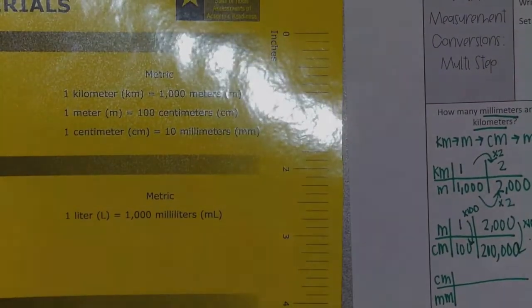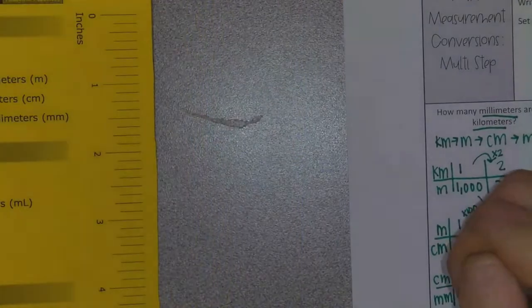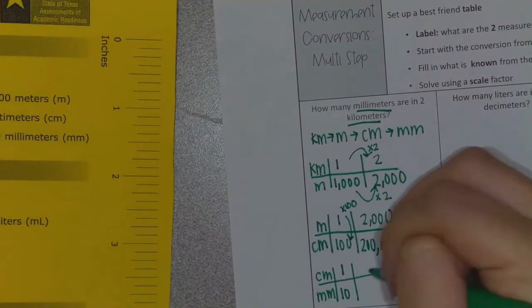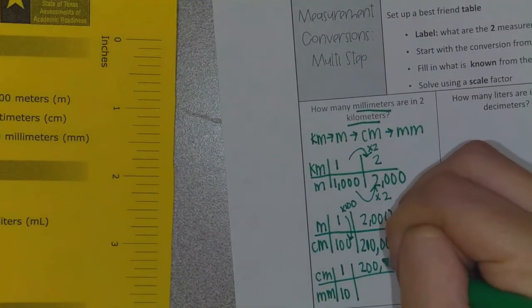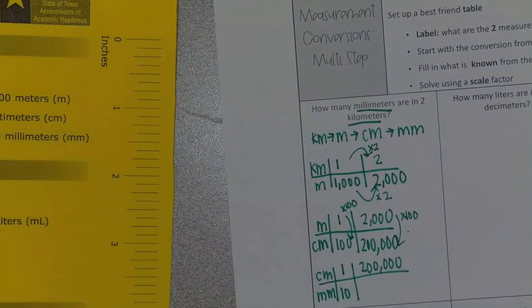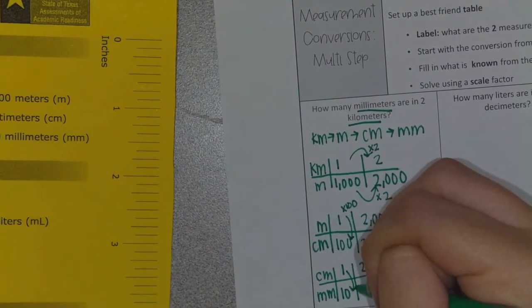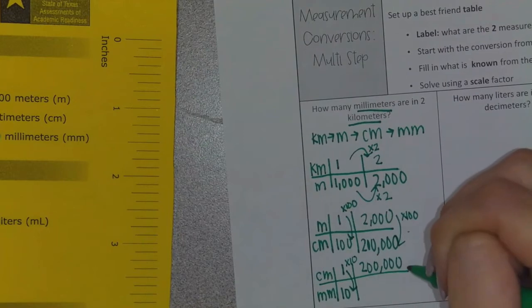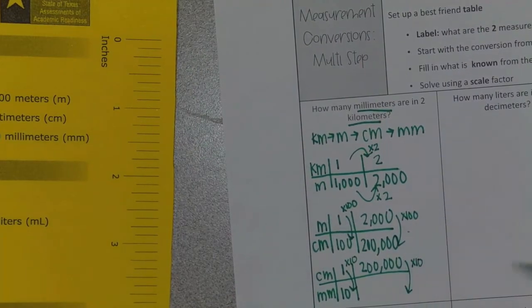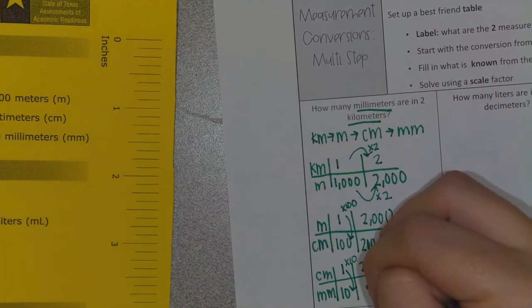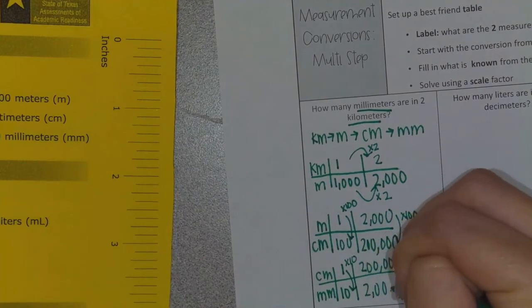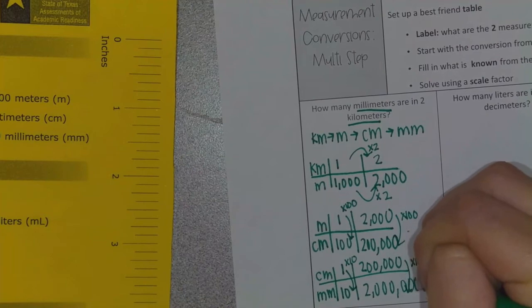And then the very last step is to go from centimeters to millimeters. My star chart tells me that 1 centimeter is equivalent to 10 millimeters. And I know that I have 200,000 centimeters. My scale factor within is going to be times 10. Whatever I do to the left, I have to do to the right. So 200,000 times 10 is going to give me 2 million millimeters.